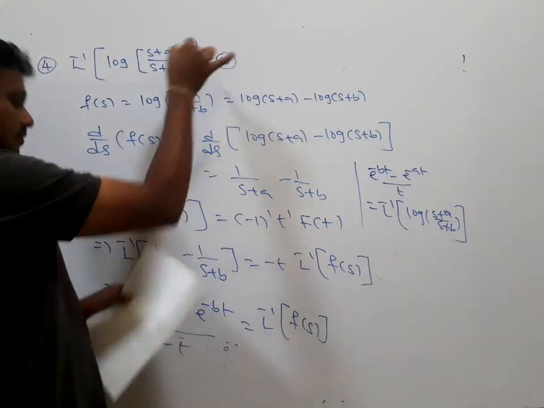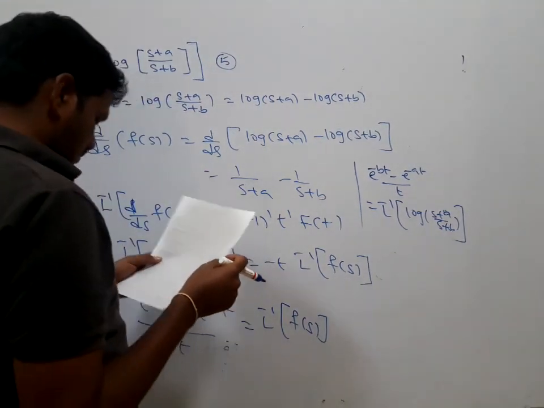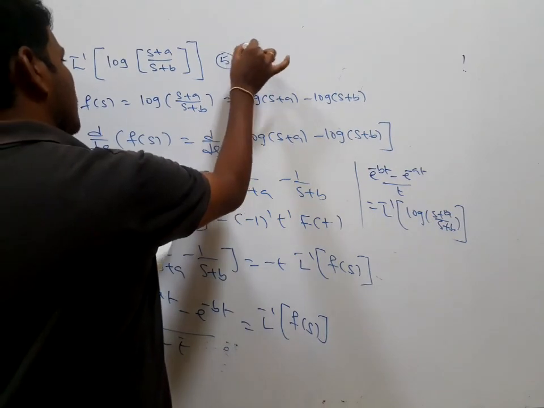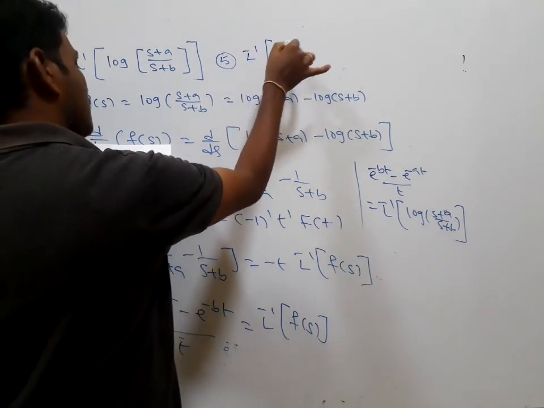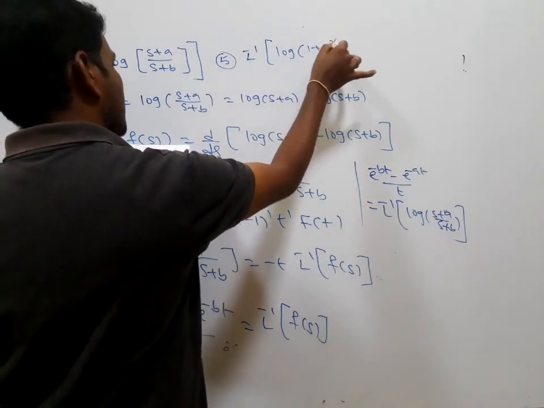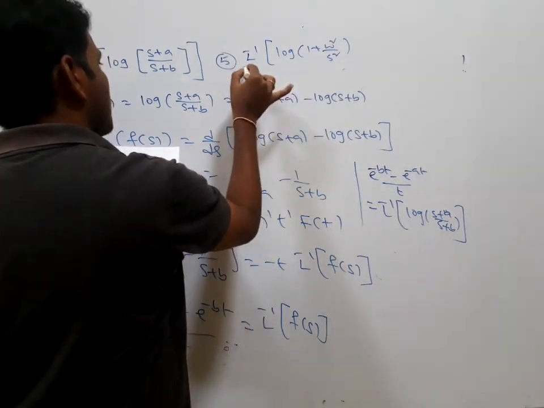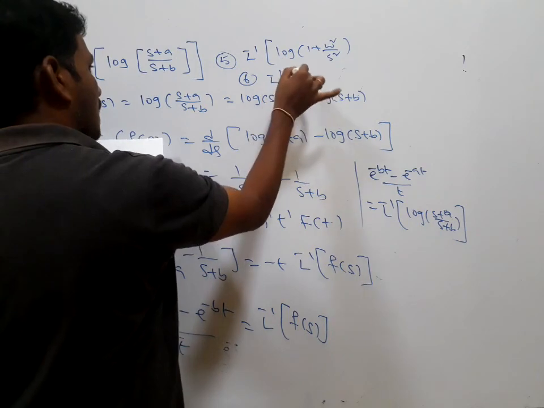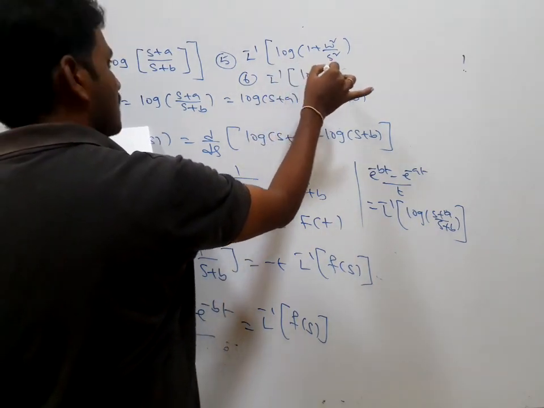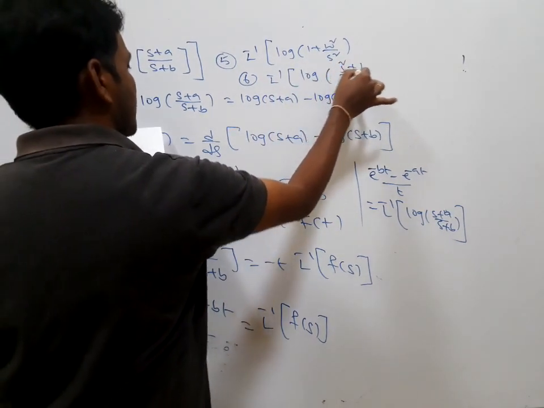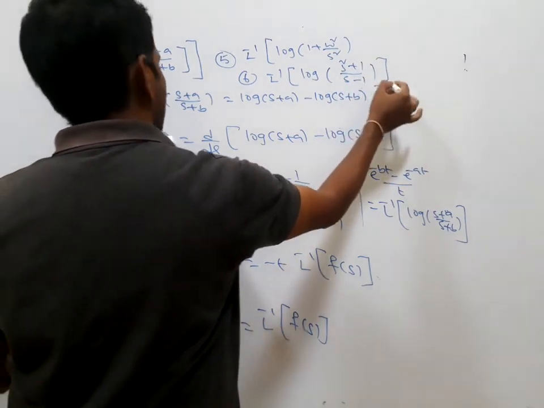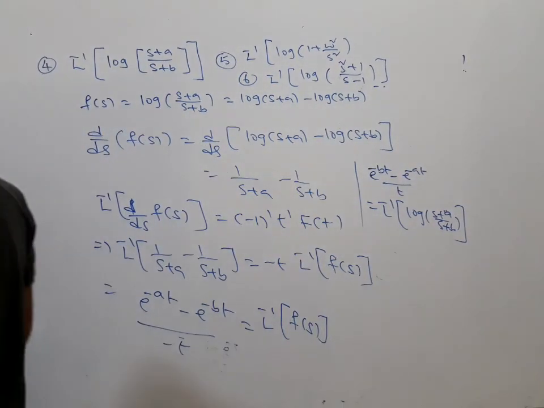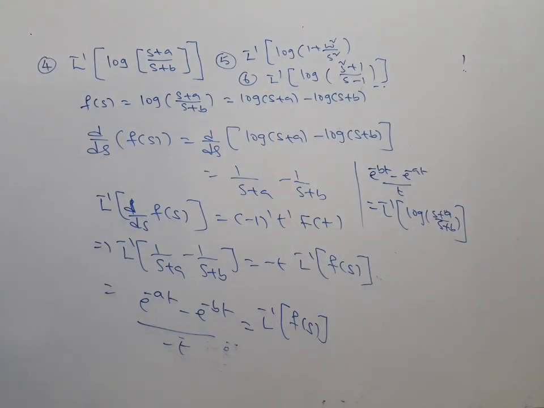Next, the fifth one: L inverse of log of 1 plus omega square divided by s square. Sixth one: L inverse of log of s square plus 1 divided by s minus 1. Just solve it. I'll continue in the next class.